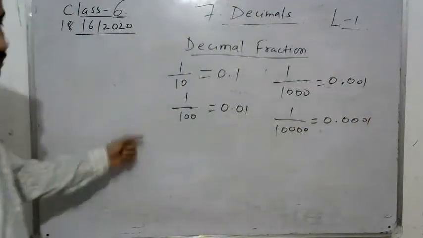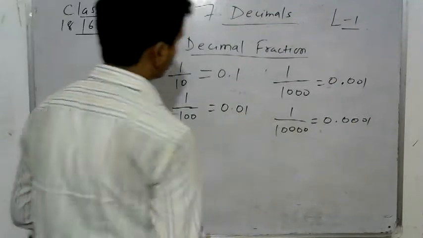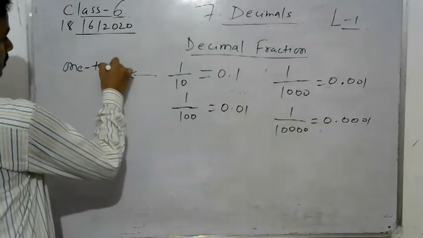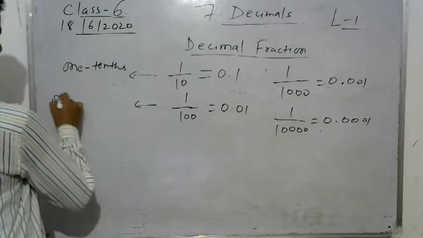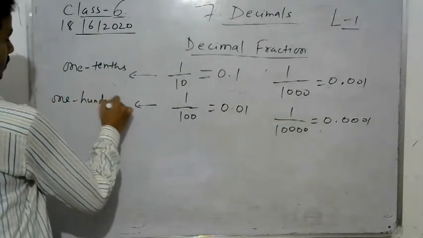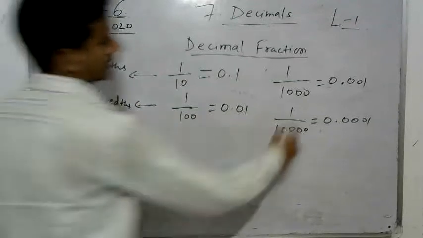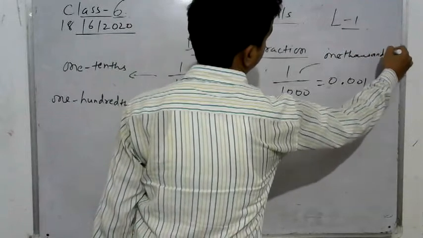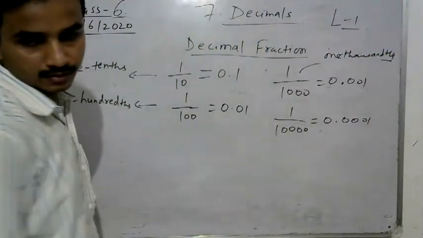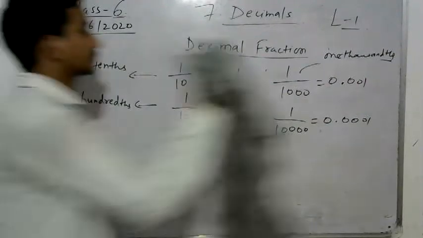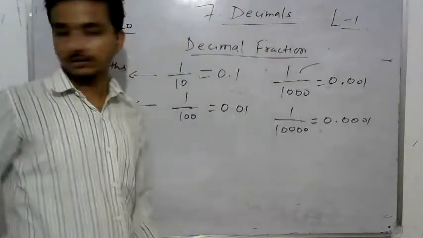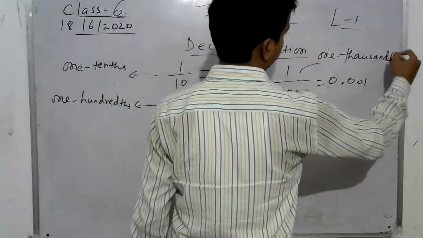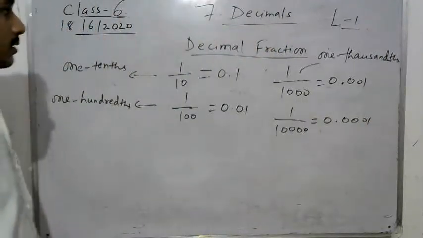In this way we can express these. This means 1/10, which is read as one tenth. 1/100 is read as one hundredth, and 1/1000 is read as one thousandth.